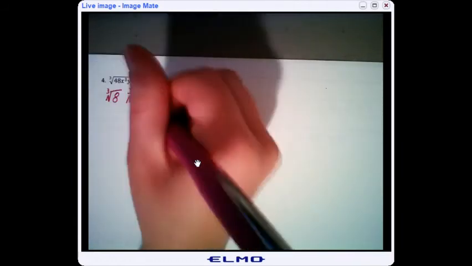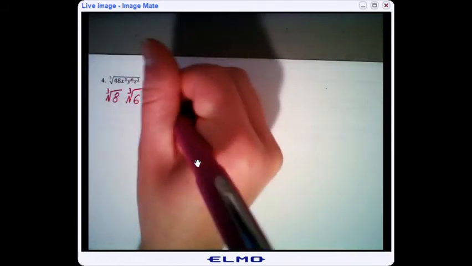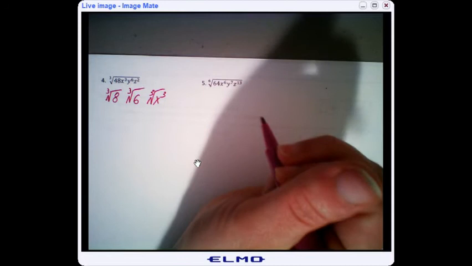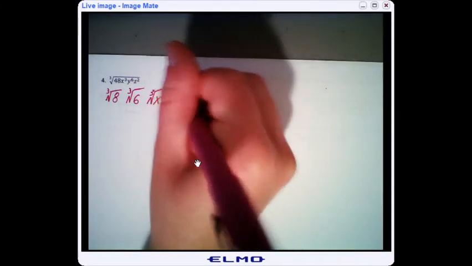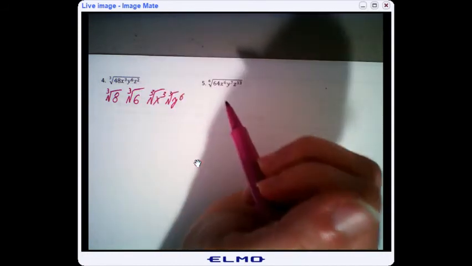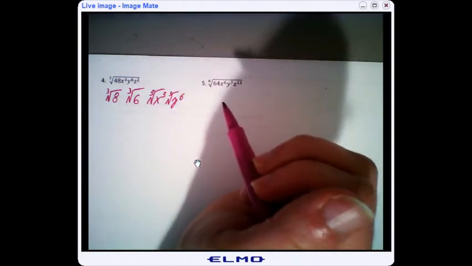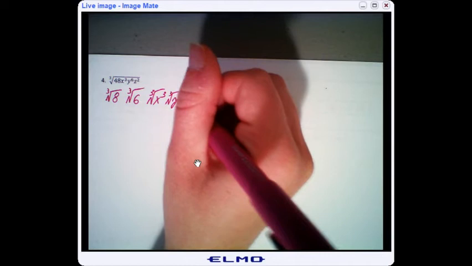And 6 times 8. X cubed, 3 can be divided by 3, so we're going to keep that the same. Y to the 6, 6 can divide by 3, so we'll keep that the same. And then z squared, 2 can't be divided by 3, but there's nothing smaller than 2 that can be divided by 3, so we're going to keep that the same as well.